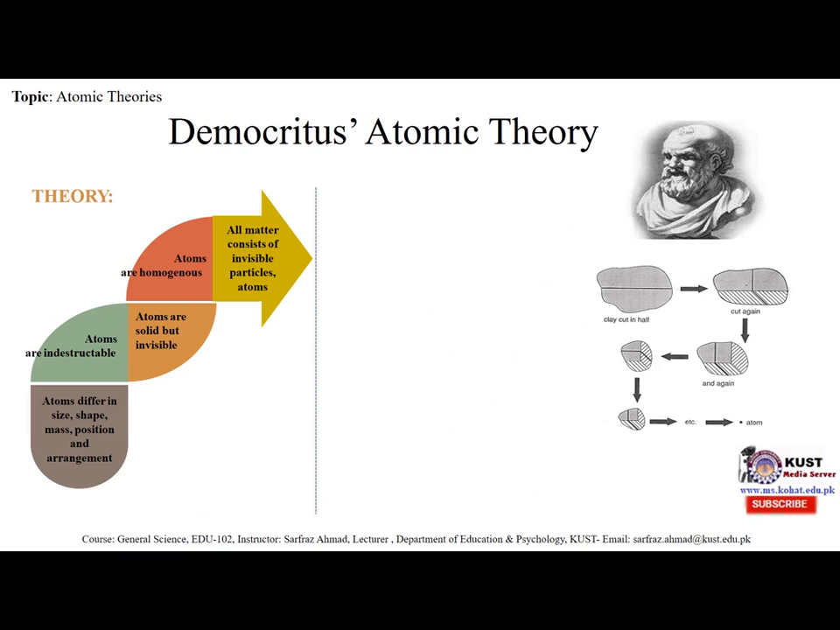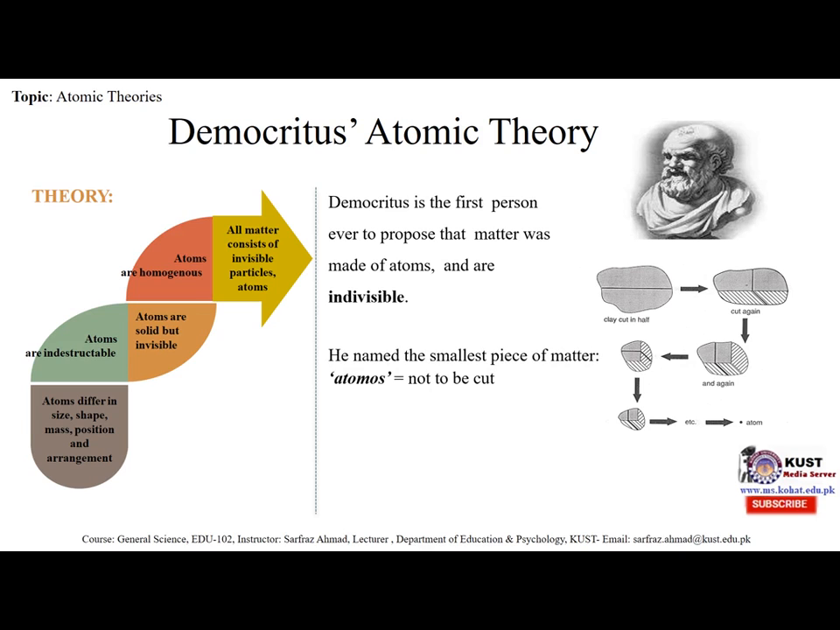First of all, we discuss Democritus' atomic theory. In this theory, atoms differ in size, shape, mass, positions and arrangements. Atoms are indestructible. Atoms are solid but invisible. Atoms are homogeneous. All matter consists of invisible particles, atoms. Democritus is the first person ever to propose that matter was made up of invisible atoms. He named the smallest particle of matter atomos, meaning not to be cut.